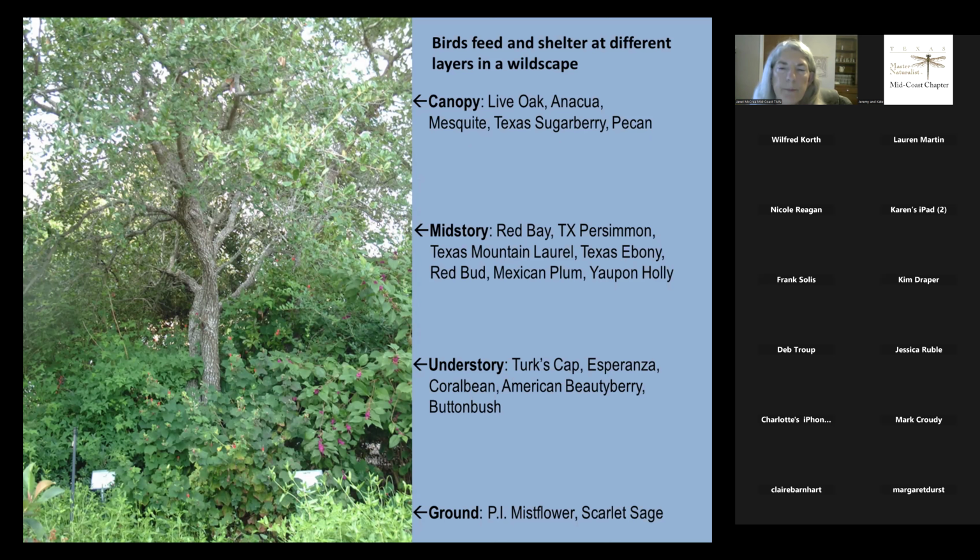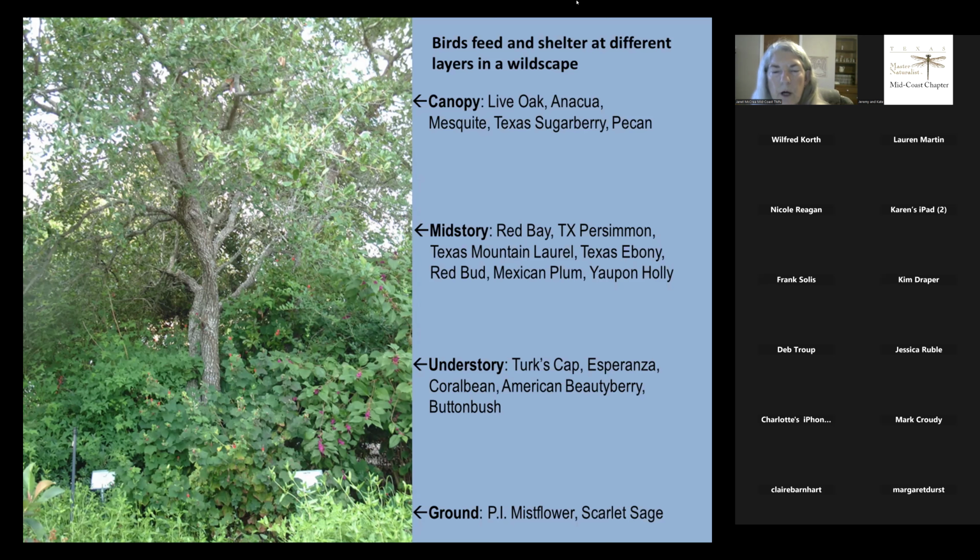For example, red bay, Texas persimmon, mountain laurel, Texas ebony, redbud, Mexican plum, yaupon, and of course there's lots more of those as well. And then your understory would be like a large shrub. For example, Turk's cap, Esperanza, coral bean, American beautyberry, buttonbush, and so forth like that.